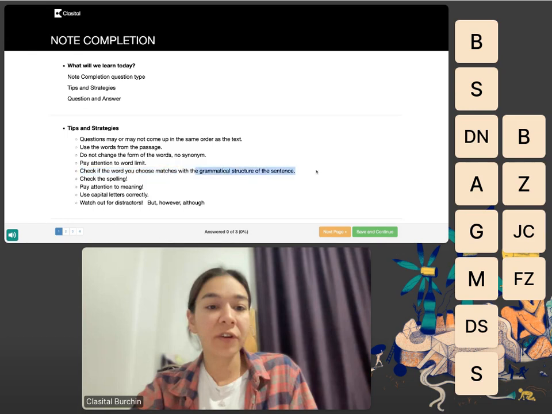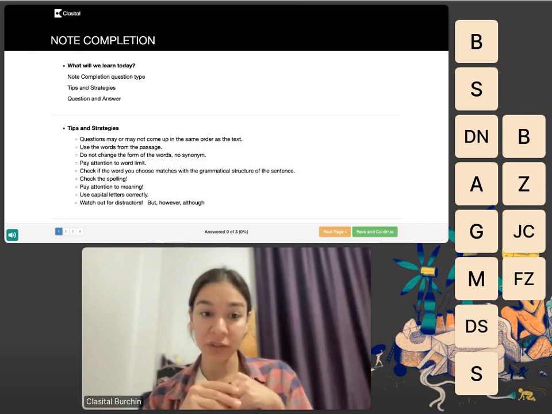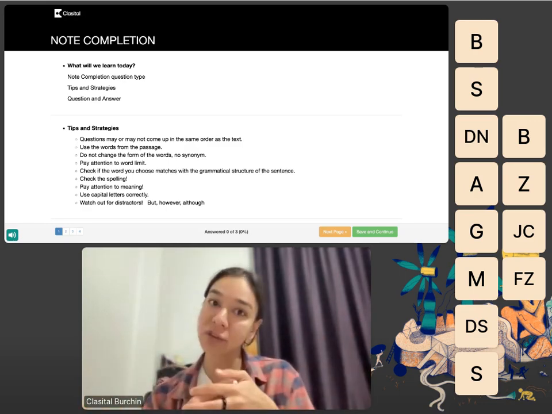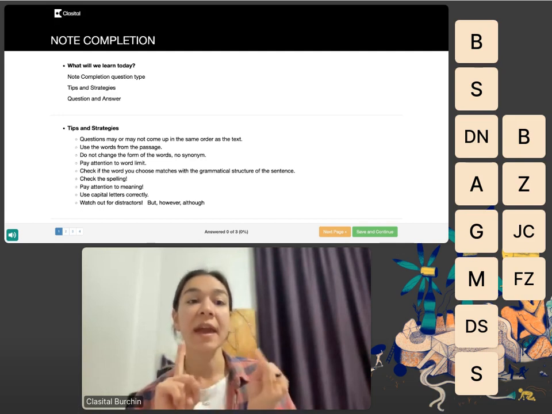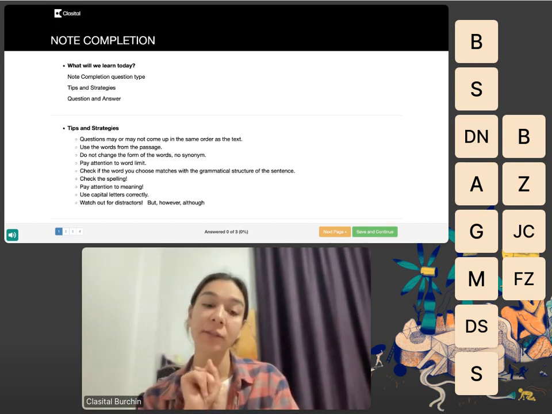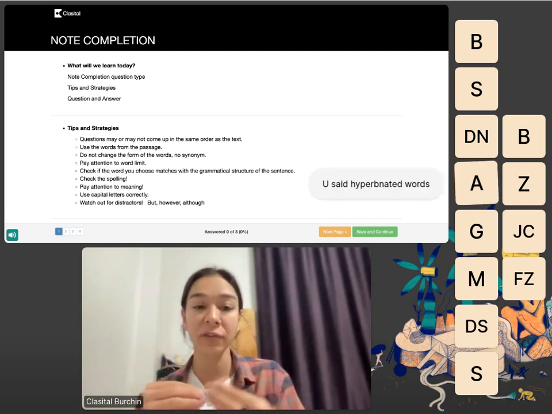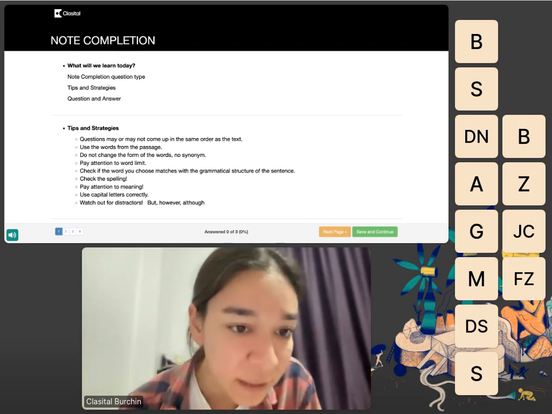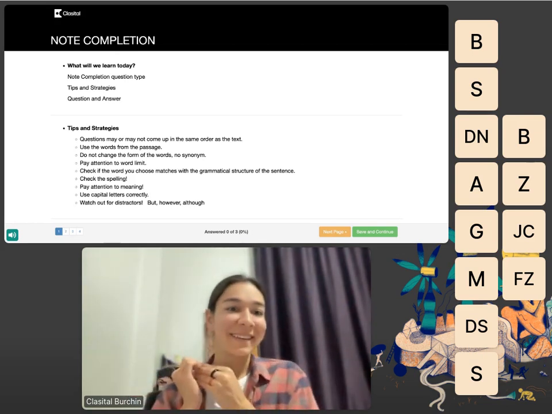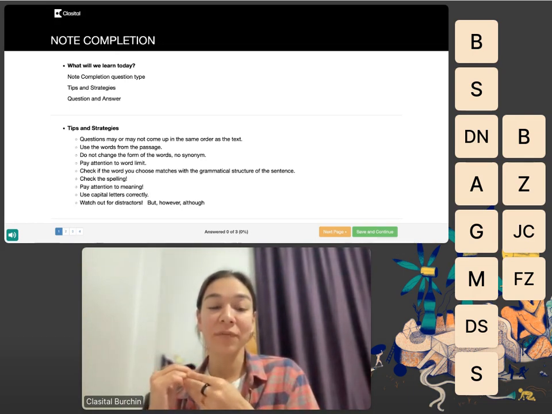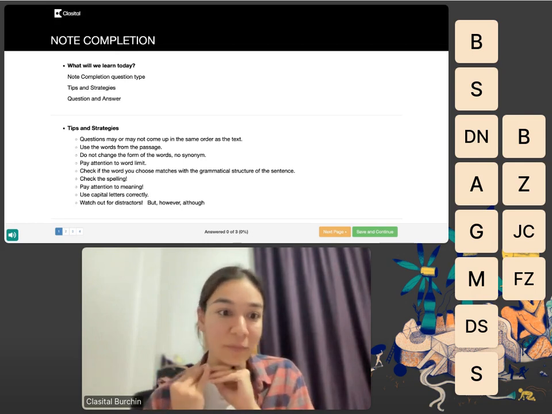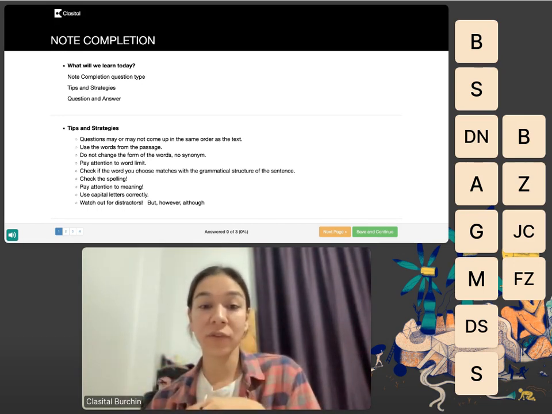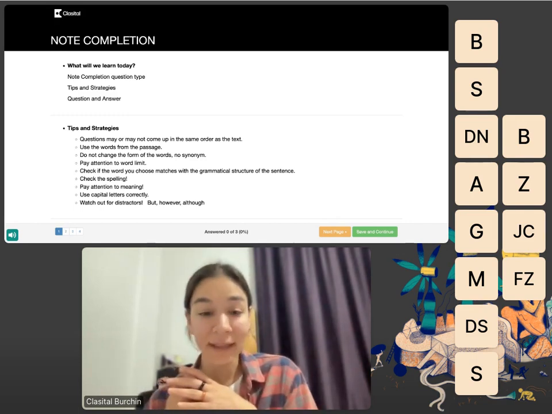Check if the word you choose matches the grammatical structure of the sentence. Look at the question, and if you are supposed to write a verb, you should write a verb. Don't write a noun there. Pay attention to the keywords and to the meaning also, because meaning will give you the essence of it, and you will see what type of words you are going to write there. Check the spelling, and use capital letters correctly. If you don't use capital letters correctly, you will lose points.